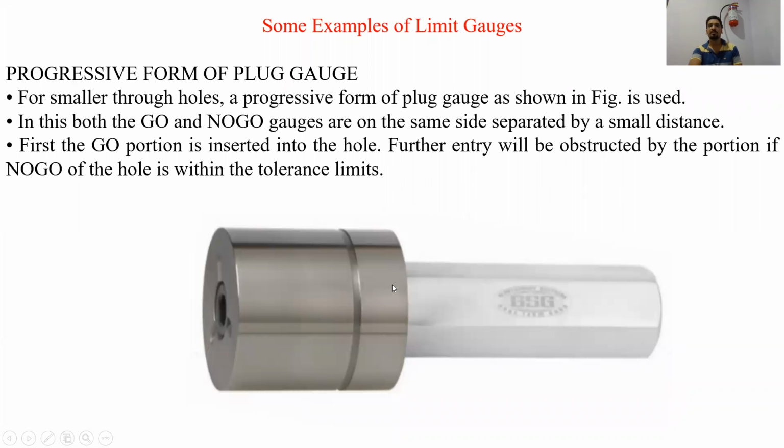This is the progressive plug gauge. What is progressive plug gauge? Both the parts are present on the same side of the gauge. That means this long part, this is having the grit length, is your go part, and then it will check the upper limit. Go part will get inserted and no go part will not get inserted. So both the parts are at the same side of the limit gauge.